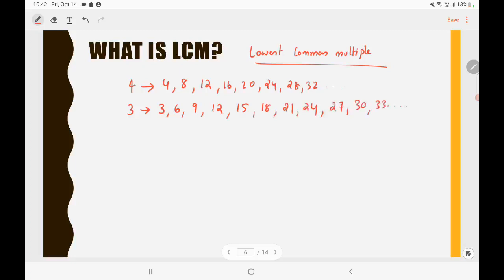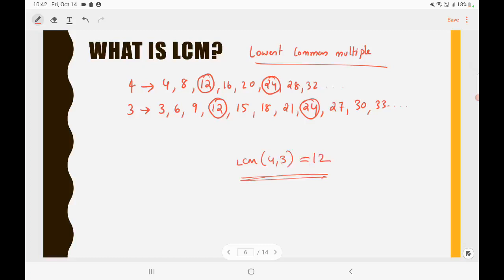Okay, so among these multiples of 4 and 3, which are the common multiples? So here you can see 12 as a common multiple, right? In both cases 12 is coming, that means 12 is a common multiple of 4 and 3, and similarly 24 is a common multiple, right? So among these common multiples, which multiple is the smallest one? So here the lowest common multiple is 12. That means the LCM of 4 and 3, which is the lowest common multiple, is 12. Okay, so this is how you need to find out the lowest common multiple.